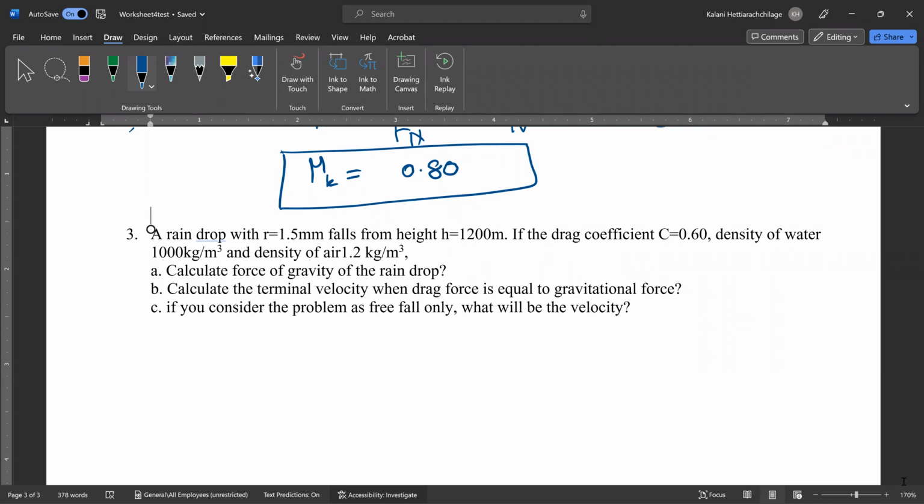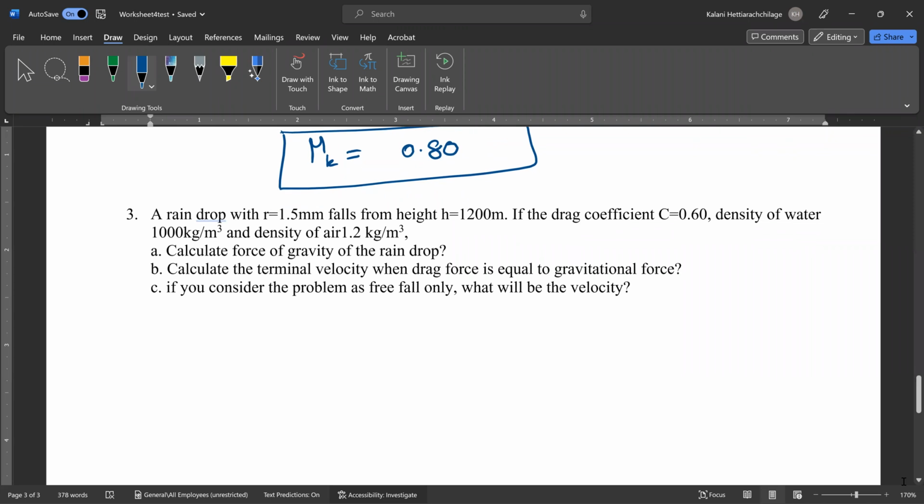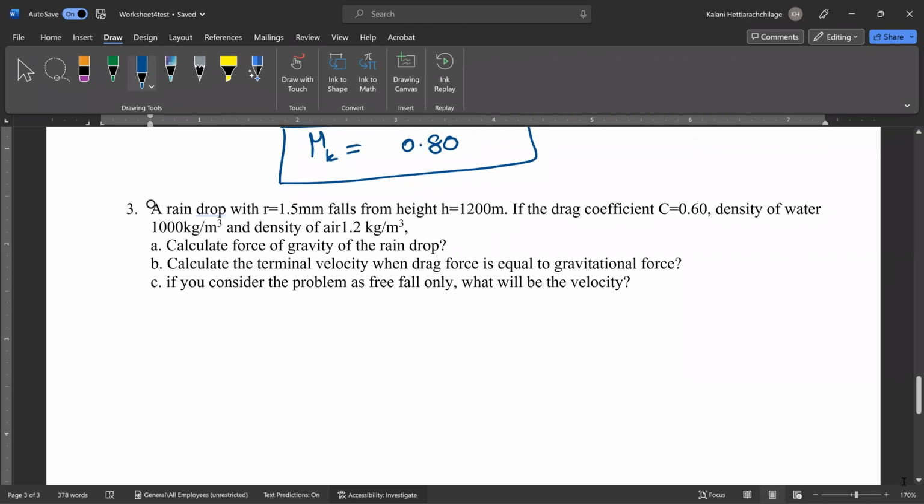For an object dropping from a very great height, it may reach a terminal speed and is probably not free-falling after some time, because the drag force will equal the force of gravity. So now we are talking about the raindrop here. We have a raindrop, and R is 1.5 millimeters. It is very important that we work with the units here, right? And then we have the height in meters, the drag coefficient given, the density of water given, and the density of air given.